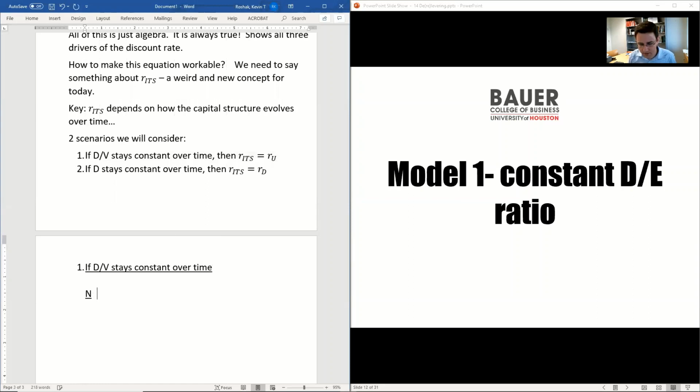Just as a note, because sometimes this confuses students, if your capital structure is constant, if debt over value is constant, then your debt to equity should also be constant. And vice versa. These things mean the same thing. Remember that the value of the company is equal to debt plus equity. And so if the debt to equity is constant, then the debt to value will also be constant.